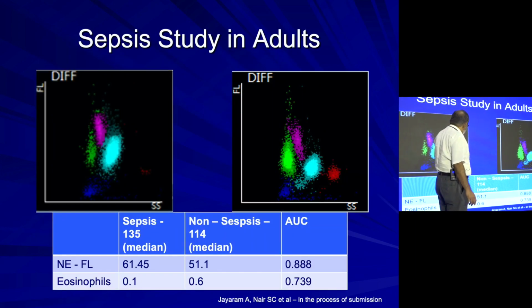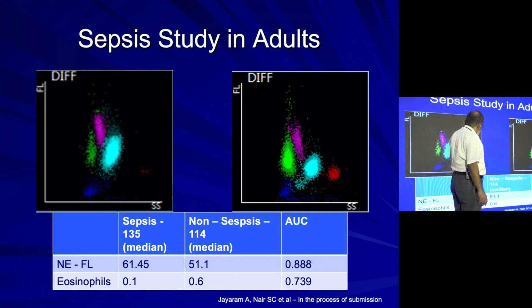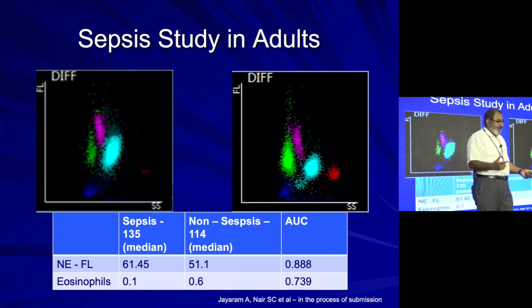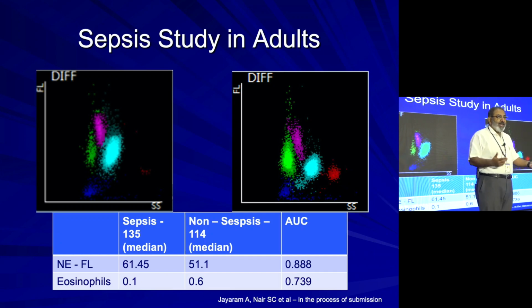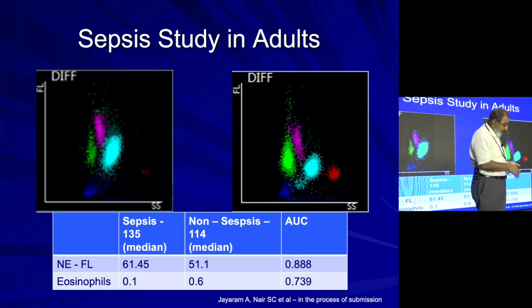So this is the same population of people. You can see that in patients with sepsis, the absolute eosinophil count was less than 100 compared to normal people, and the area under the curve was better than procalcitonin. So these are studies that we published.